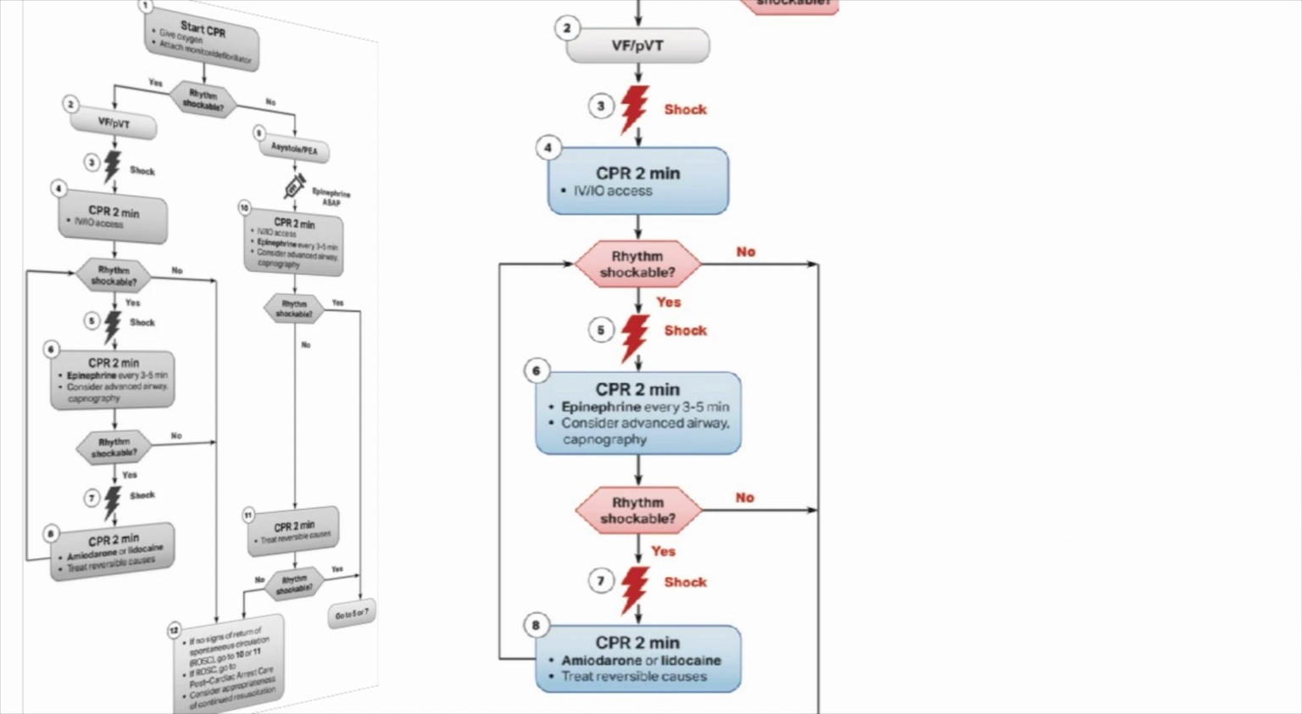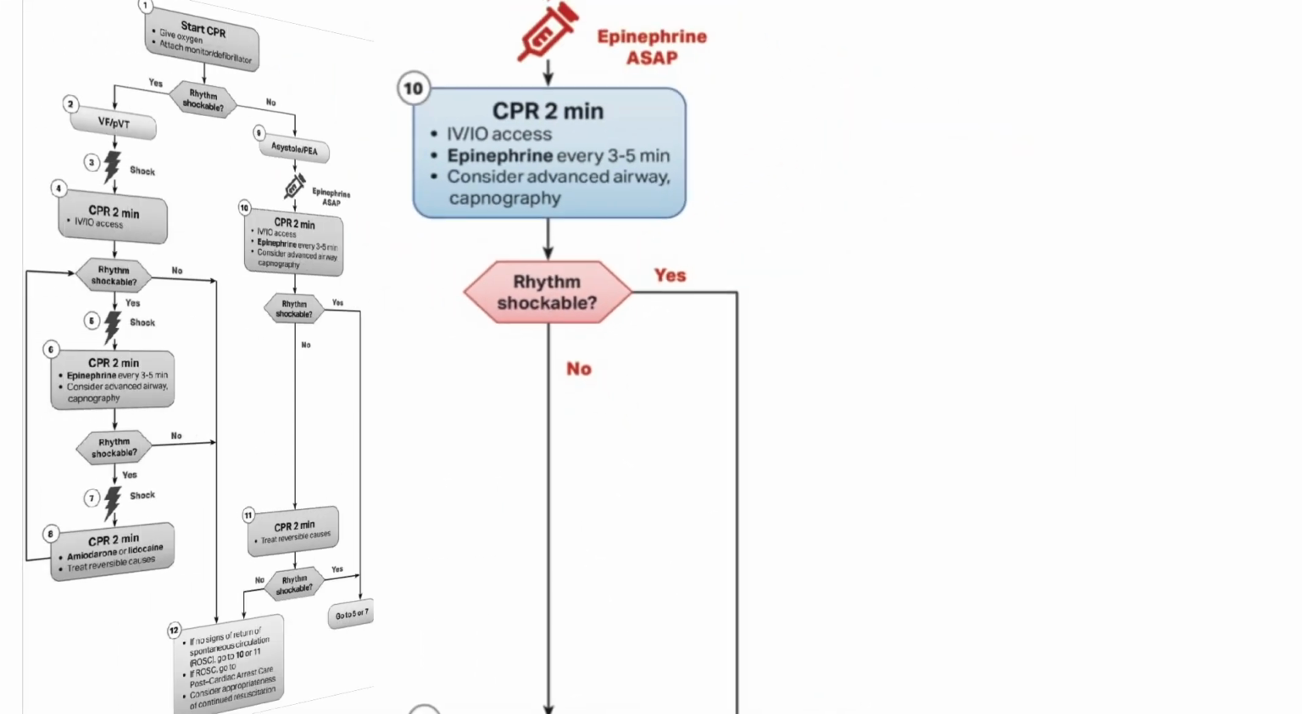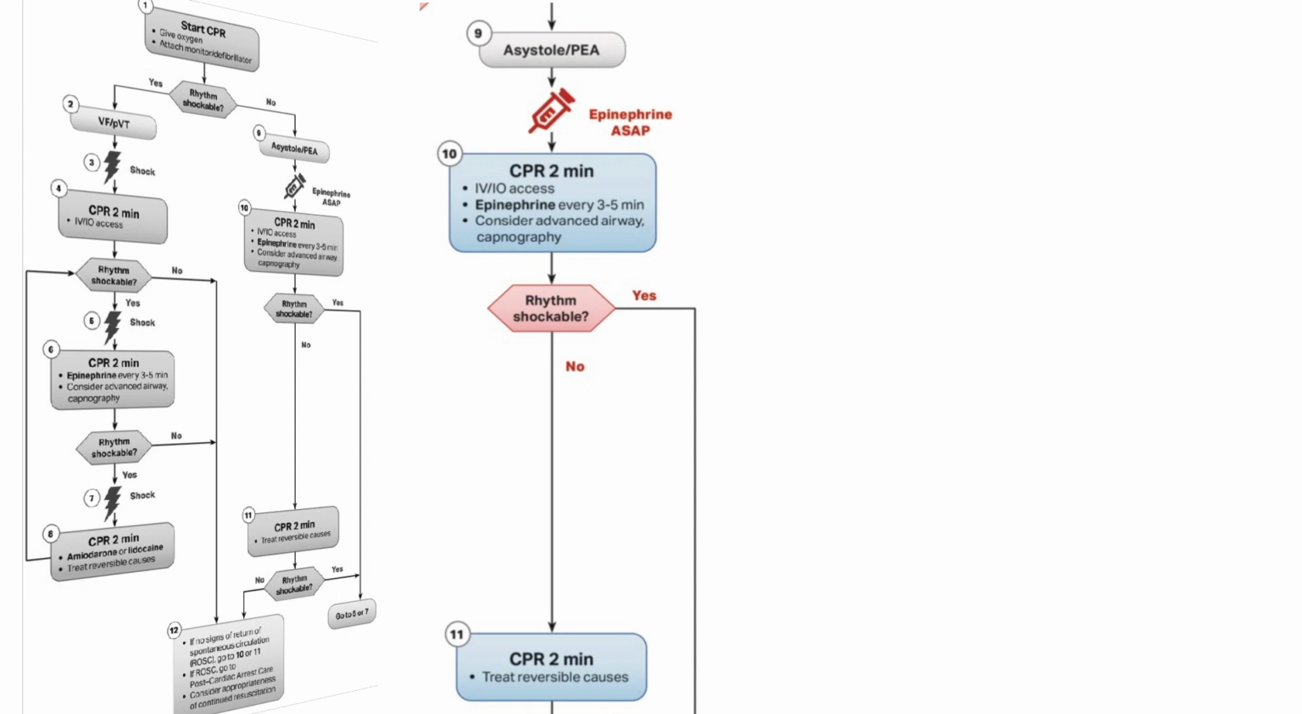The resuscitation team should also identify and treat reversible causes. We shall discuss 5 H's and 5 T's a little while later. At any assessment time, if the rhythm is found to be non-shockable and no signs of return of spontaneous circulation, ROSC, switch to the asystole PEA limb of the algorithm. If ROSC is achieved, go to post-cardiac arrest care. Now, let us look into the asystole PEA limb, or non-shockable rhythm, in the ACLS algorithm.